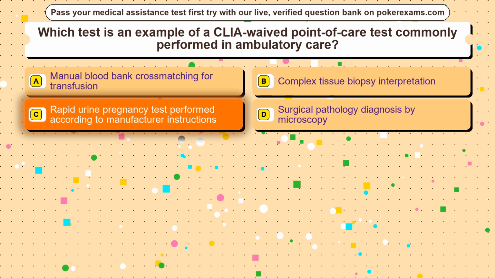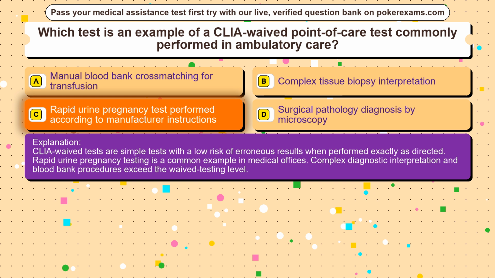The correct answer is option C, rapid urine pregnancy test performed according to manufacturer instructions. CLIA-waived tests are simple tests with a low risk of erroneous results when performed exactly as directed. Rapid urine pregnancy testing is a common example in medical offices. Complex diagnostic interpretation and blood bank procedures exceed the waived testing level.